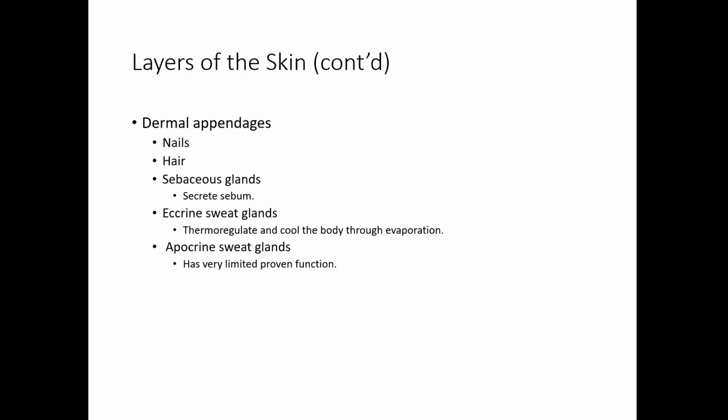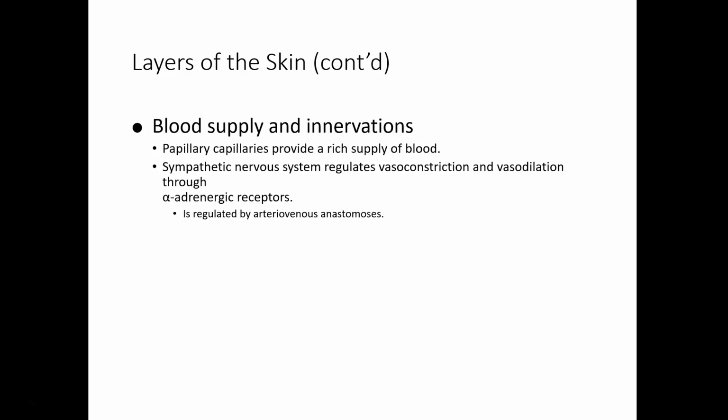And then we have two types of sweat glands. We have the eccrine glands, which are used for thermoregulation, and they cool the body through evaporation. And how I remember that is the eccrine sweat glands and evaporation, so E and E. And then we have the apocrine sweat glands, which have very limited proven functionality. Blood supply and nerve innervation.